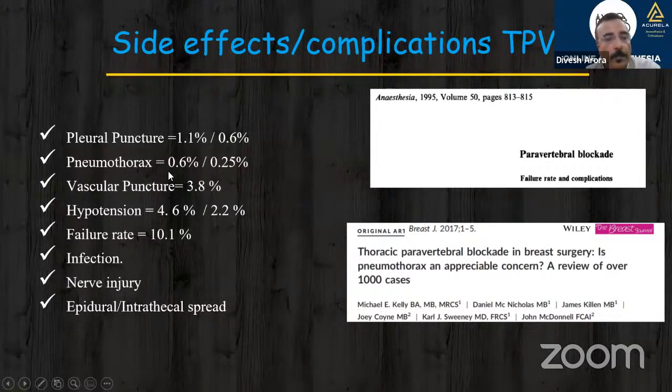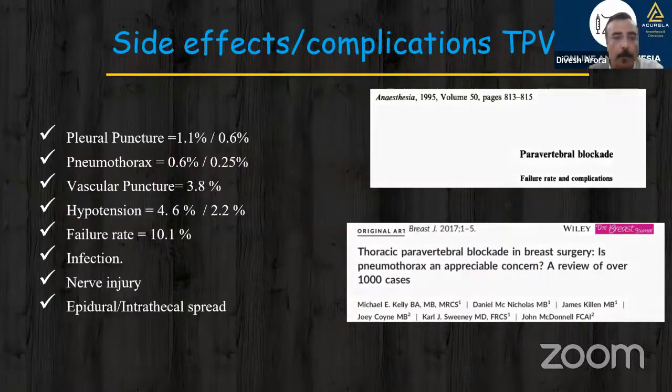And pneumothorax frequency is quite less, but these review articles have blocks which are being done by experienced anesthetists. As a beginner, this incidence would be around 5 to 6%. So this is not worth taking a risk. So since we have ESP available, start with ESP and then slowly try to reach towards thoracic paravertebral space.